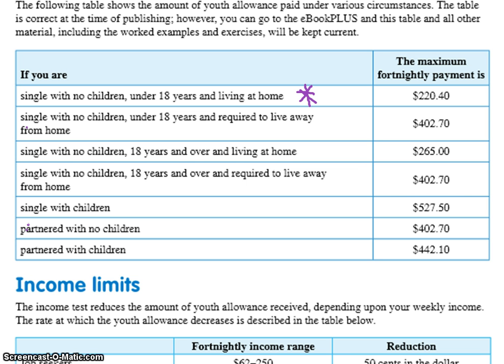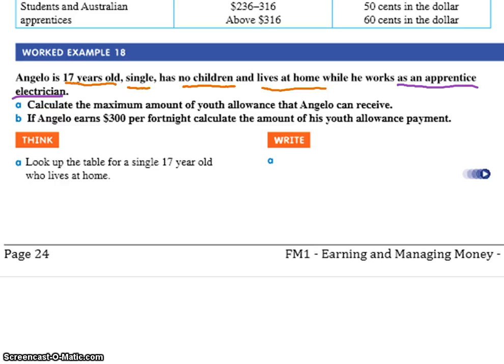Isn't that convenient? No mistakes here. Okay, I just rubbed that out. You shouldn't have rubbed that out, that wasn't right. Okay, the maximum amount he receives is $220.40.